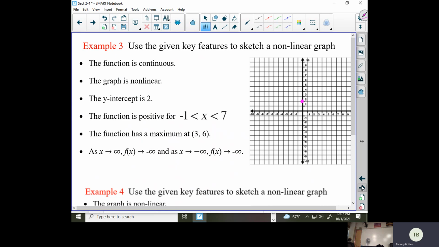Now, they tell me that my graph is positive from where x is -1 to where x is 7. What that means when it says positive is that between these 2 points, my graph is going to be above the x-axis. If it had said negative, that would mean my graph was below. Then it says the function has a maximum at over 3, up 1, 2, 3, 4, 5, 6.